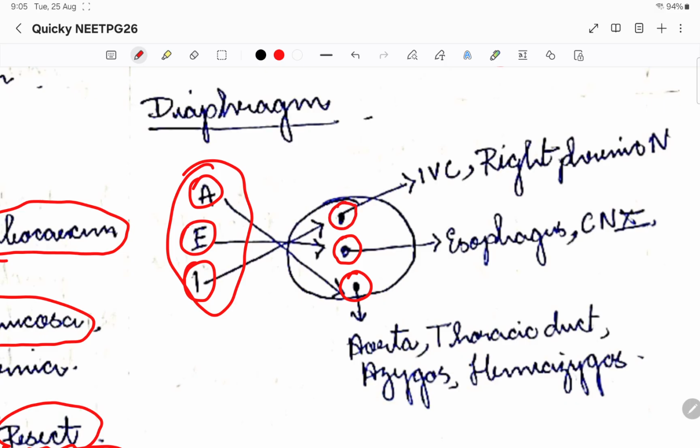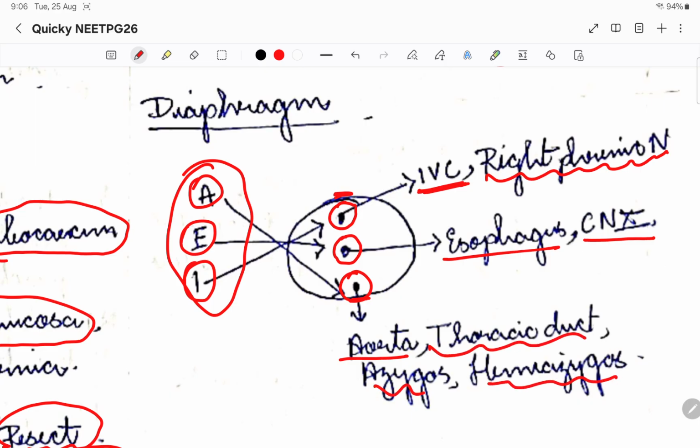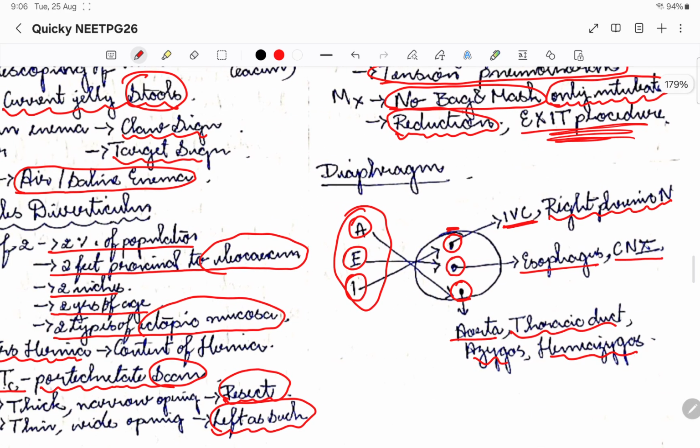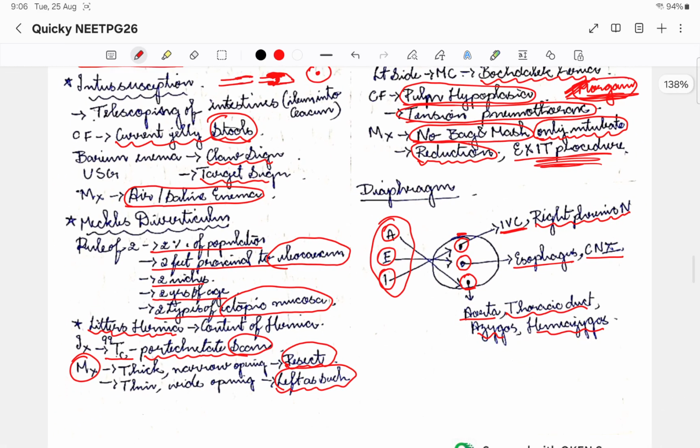So this is the anterior part, this is the posterior part. Okay, so this is the diaphragm. The first opening will be the IVC. Here the right phrenic nerve will also be passing through it. Then coming to E, it will be the esophagus and the 10th cranial nerve, the vagus nerve, passing in the middle. Then coming to the posterior most and the last, that is the aortic opening, along with which the thoracic duct, azygos vein and hemiazygos vein will be passing through. So these are the diaphragmatic openings and all the structures passing through them.